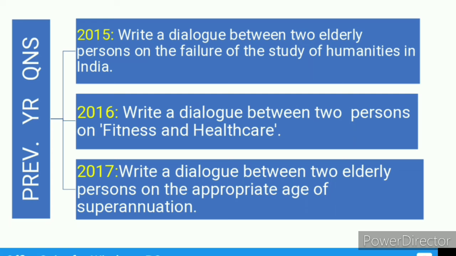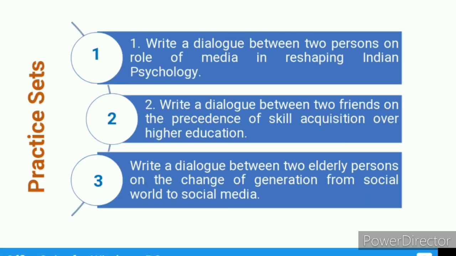2020, and the next one is 2016: write a dialogue between two persons on fitness and healthcare. And in 2017 we got a dialogue between two elderly persons on the appropriate age of superannuation. Superannuation means the age of retirement in government services, naturally. And practice set, I've given you 3.